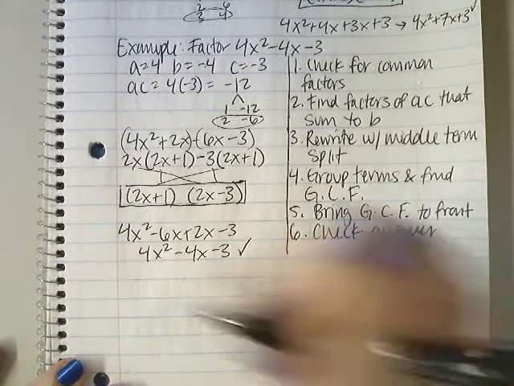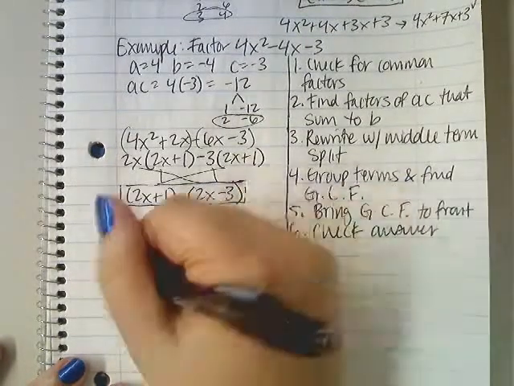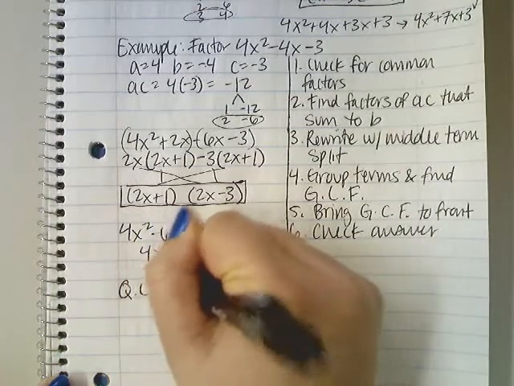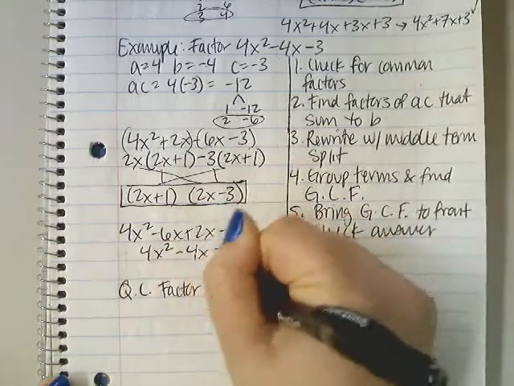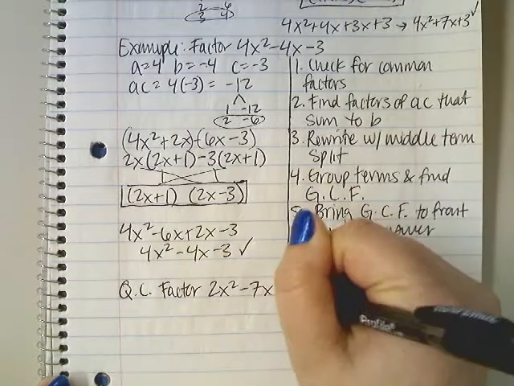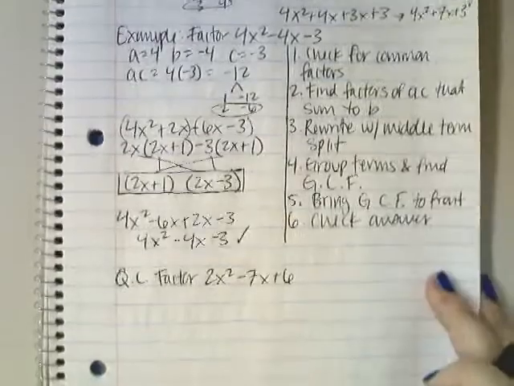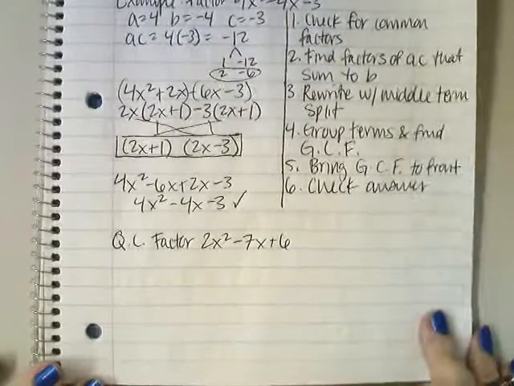Okay, we're going to do one more quick check because I know this is tricky and I want to make sure you guys get plenty of practice. I want you to factor 2x squared minus 7x plus 6. Pause it, try it on your own, make sure you're understanding this. I'm going to go over it now.